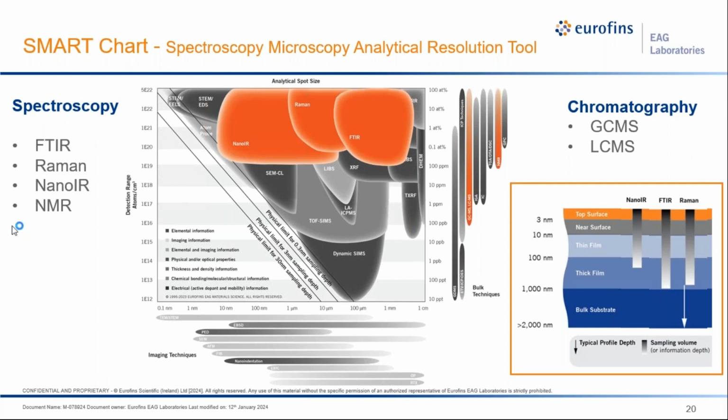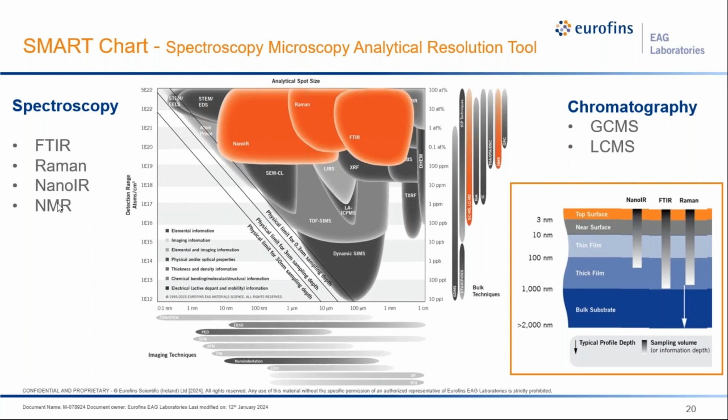So spectroscopic techniques, they're looking with a microscope at a specific area, and these techniques include FTIR, Raman, and nano IR. So on our smart chart, you can see where they're located. So nano IR has the smallest spot size, and Raman is next, and then FTIR is after that.